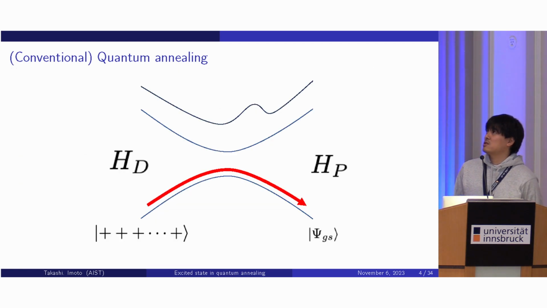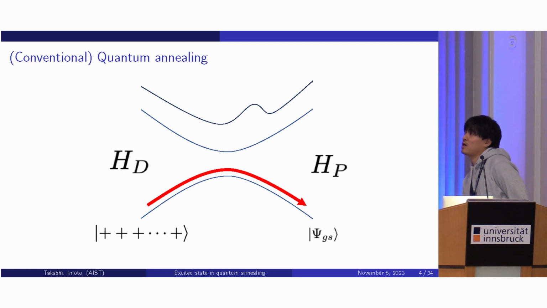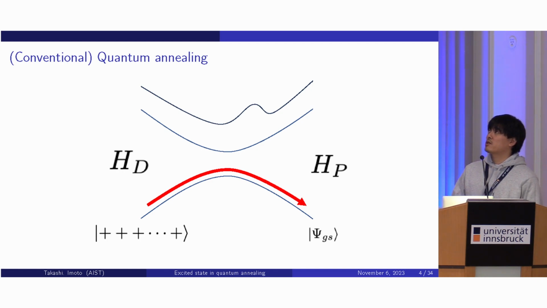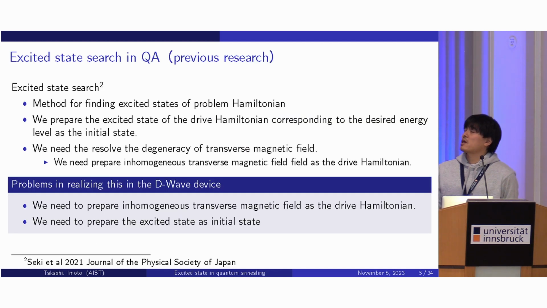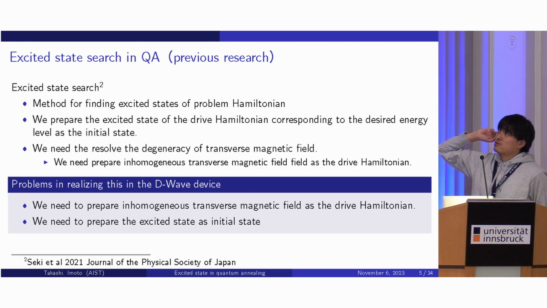This figure is the concept of quantum annealing. The right side represents the driver Hamiltonian, and the ground state of the transverse field is the uniform superposition state. On the other hand, the left side represents the problem Hamiltonian. Next, we introduce excited state search in QA.